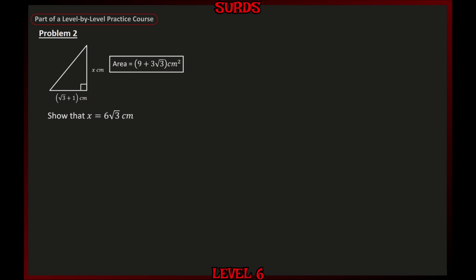So to start here, I'm going to write down my formula for the area of a triangle. And to find the area of any triangle, we can just do half times the base times the perpendicular height. I'm going to substitute in here what we know from the question. So we know the area on the left-hand side, that's 9 plus 3 root 3. That's going to be equal to a half multiplied by the base, and the base is root 3 plus 1, and times the height, and the height is x. That's what we need to know.